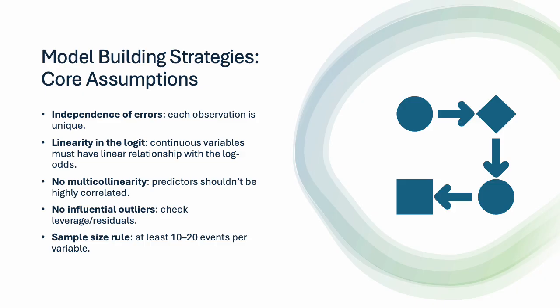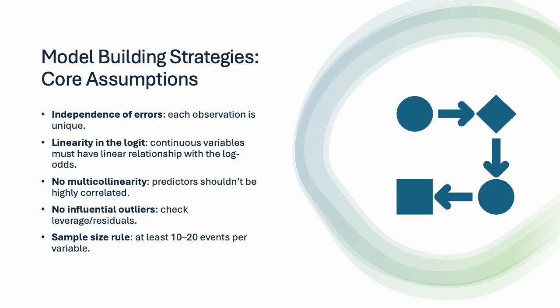Next, we have linearity in the logit. This is the one specific to logistic regression. It means that continuous variables should have a linear relationship with the log odds of the outcome and not necessarily the raw probability itself. And then we want to make sure there's no multicollinearity, where predictors shouldn't be too highly correlated with each other. When two variables measure nearly the same thing, like height and leg length, it becomes hard for the model to actually figure out which one could be the outcome.